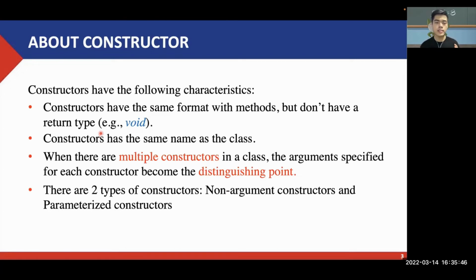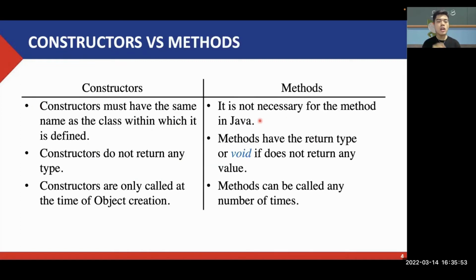Since constructors have the same format as methods, but they are quite different. Constructors must have the same name as the class, while it's not necessary for methods in Java. Constructors do not return any type, while methods have a return type, or void if they do not return any value. Constructors are only called at the time of object creation, while a method can be called any number of times.